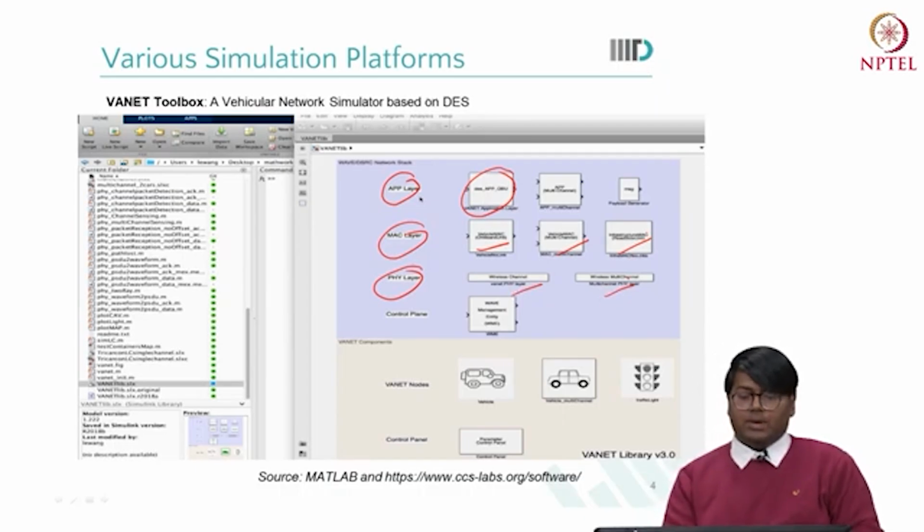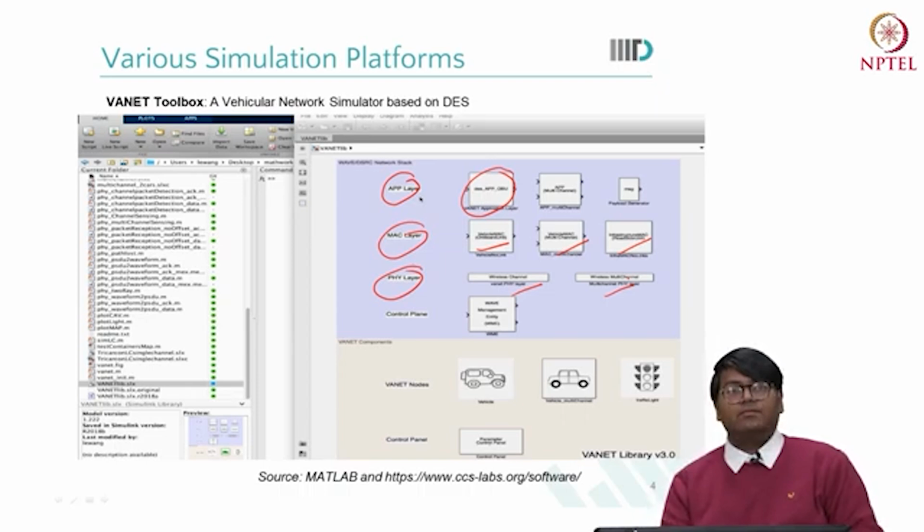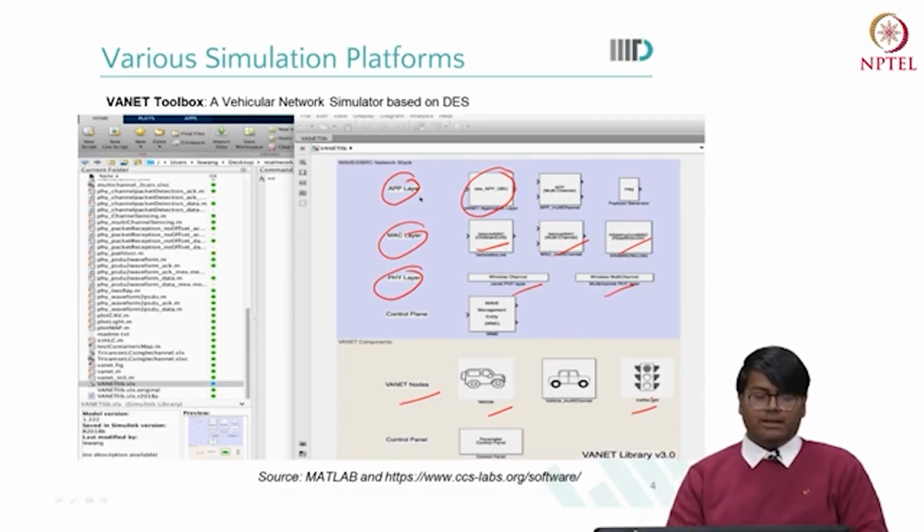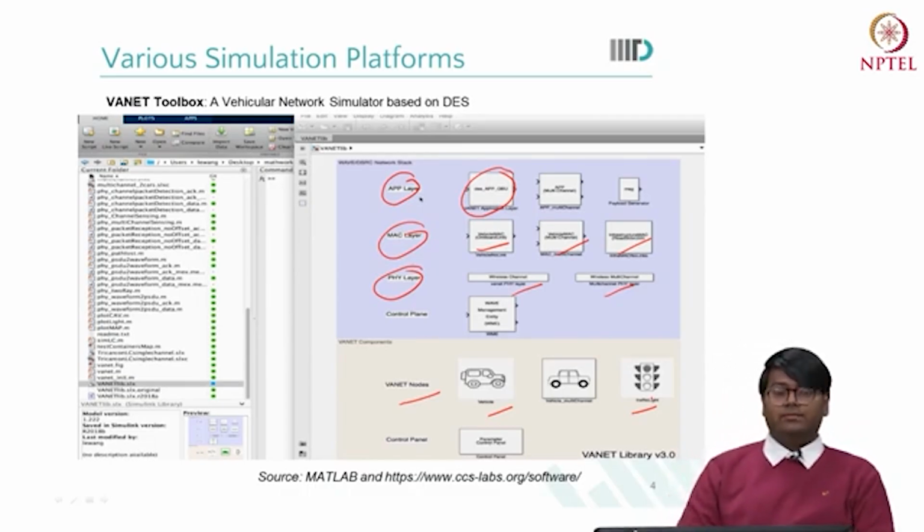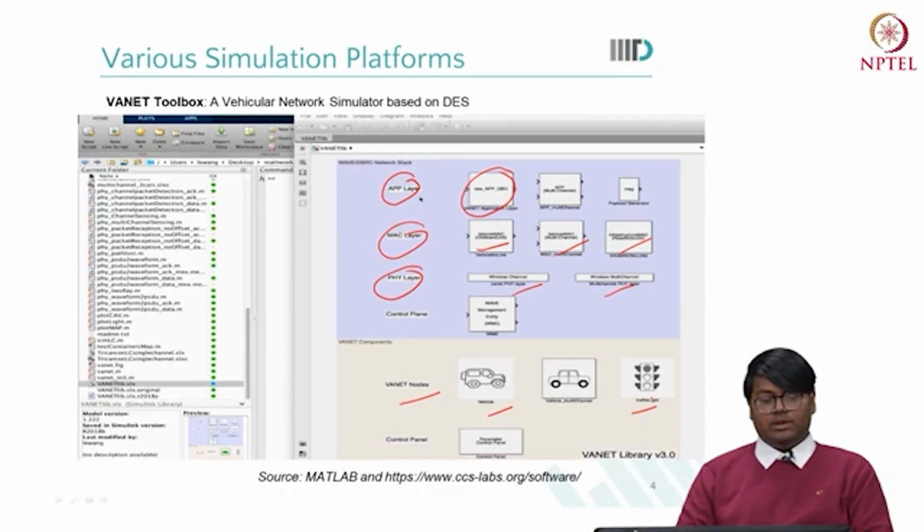Then apart from these layers, we have the VNet components, such as VNet nodes, which can be your vehicle or your traffic light. These VNet nodes include all of the above layers. So one can create a vehicle to vehicle communication Simulink model using this VNet.